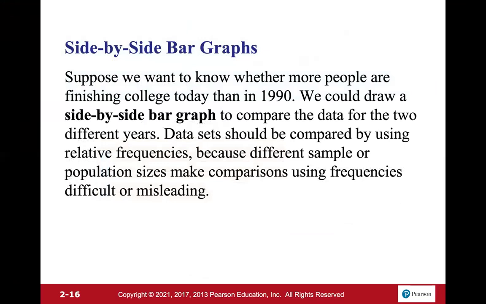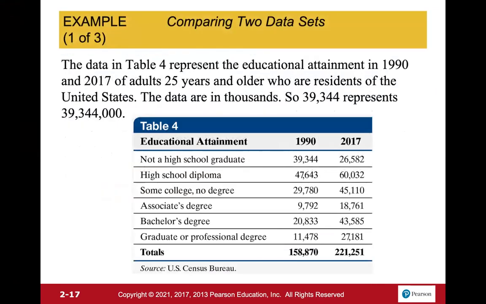All right, so next we're going to do side-by-side bar graphs. So suppose we want to know whether more people are finishing college today than in 1990. So we can draw a side-by-side bar graph to compare the data for the 2 different years. Data sets should be compared by using relative frequencies because different sample or population sizes make comparison using frequencies difficult or misleading.